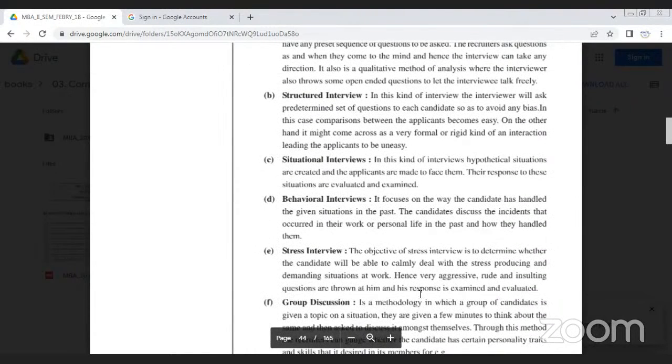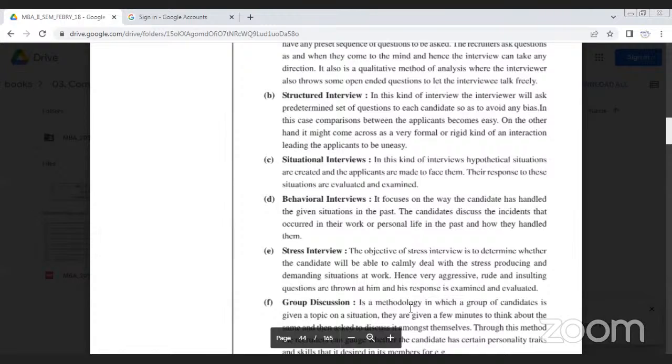Situational interviews. In this kind of interview, hypothetical situations are created and the applicants are made to face them. The responses to these situations are evaluated and examined.